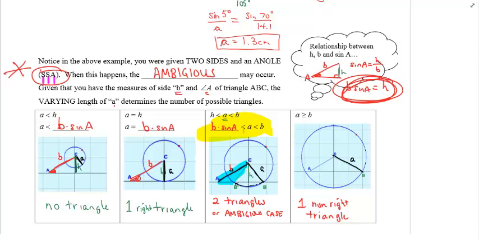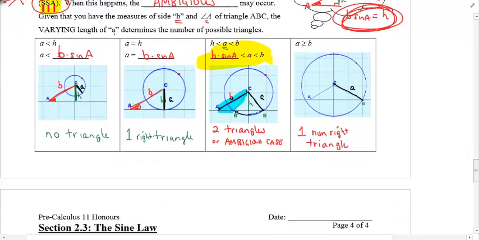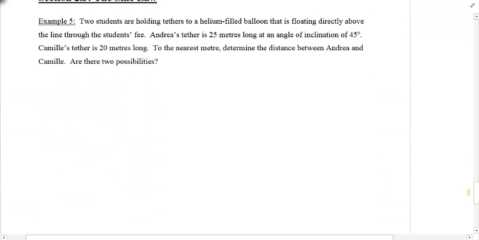All right, like I said, this is the hardest part, okay? Many people, when they deal with the SSA situation, will be able to calculate things, but they forget about a possible second solution. All right, one more example here, and then we're done for today. So here's section 2.3, last example.